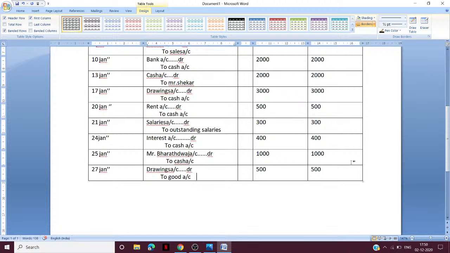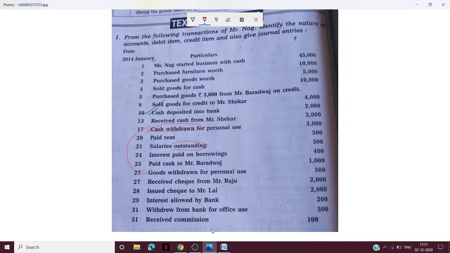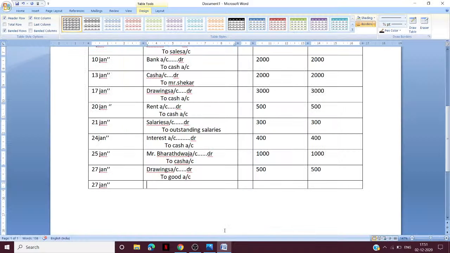Next, same on 27th once again, so 27 January. We have a transaction, let us see. Received check from Mr. Raju. Here instead of cash we received a check. So from where will we get the check? From the bank.